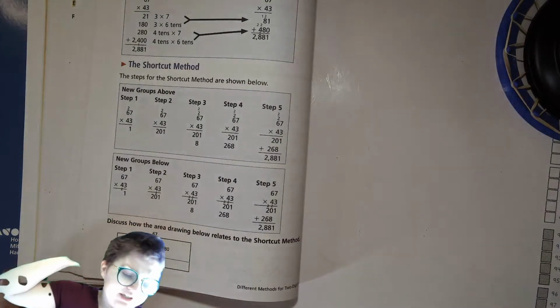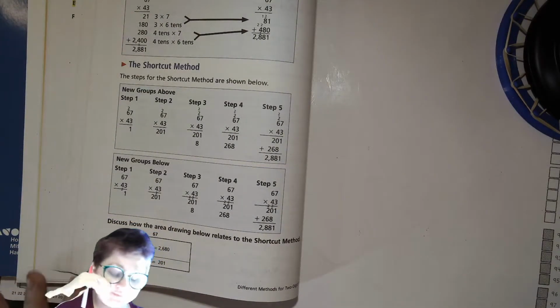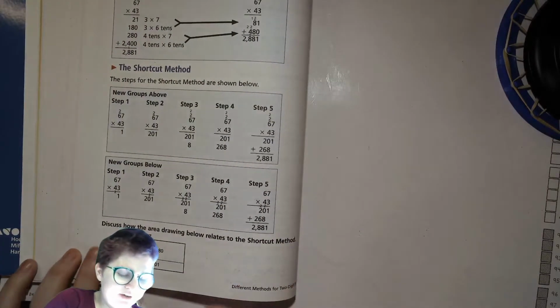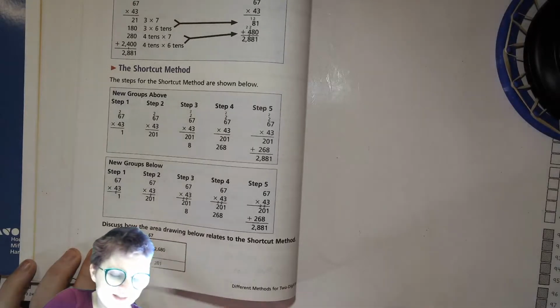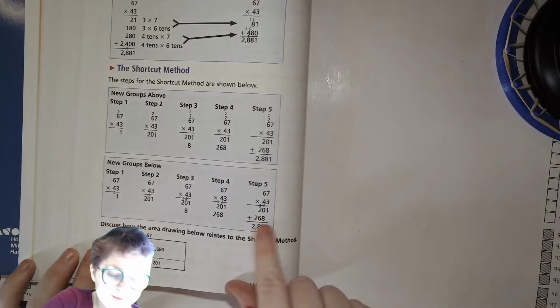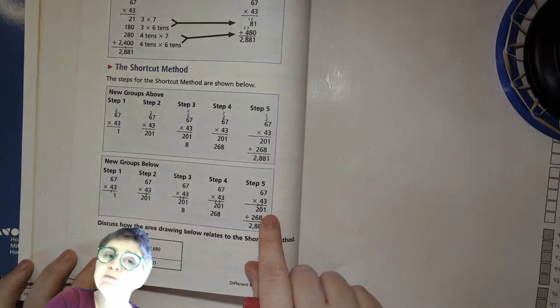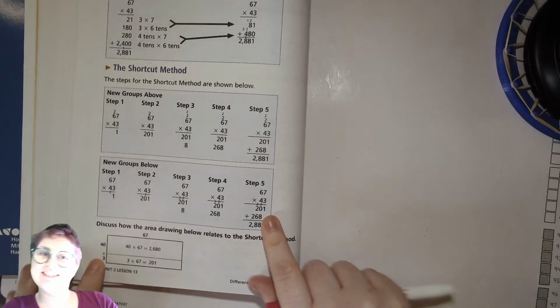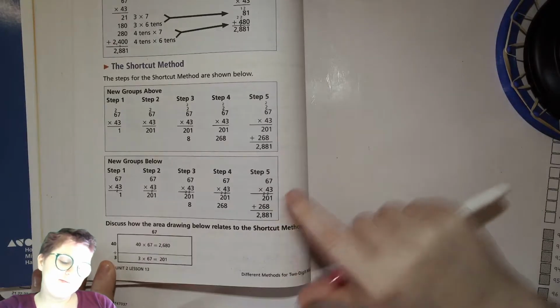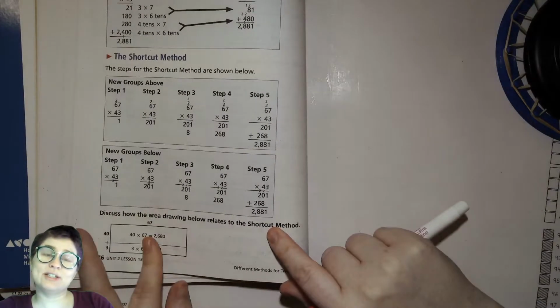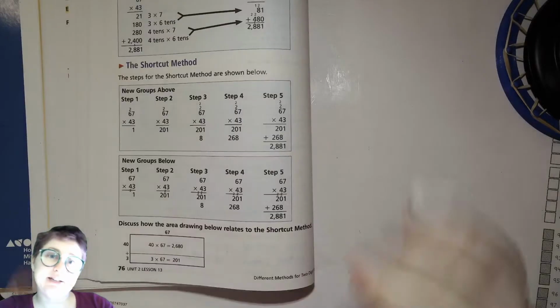Now it says discuss how the area drawing below relates to the shortcut method. Think about it for a moment. Here we have 40 times 67 right there, which was this partial product. And then we have 3 times 67 right there, which is that partial product. I'm sorry, you can't see. So that's a similarity. It's just not breaking up that 67 into the different place values.